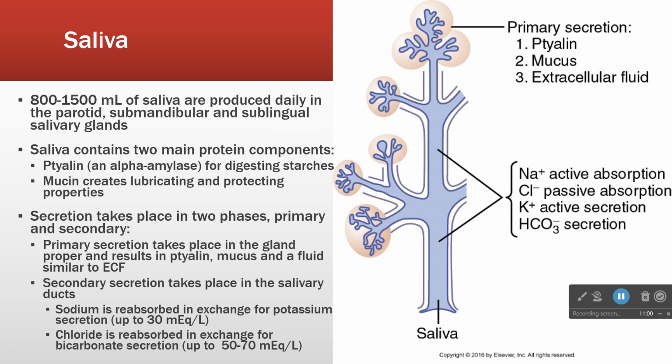Parotid glands, submandibular glands, sublingual glands. So we have three pairs of glands, right? Parotids are in the cheek. Submandibular is under the jaw. Sublingual is up under the tongue.